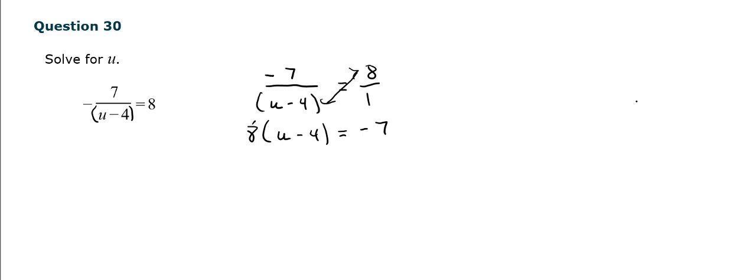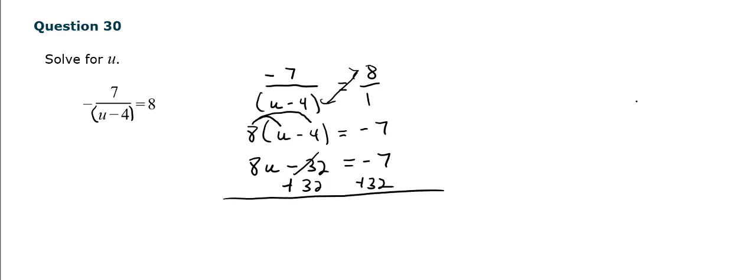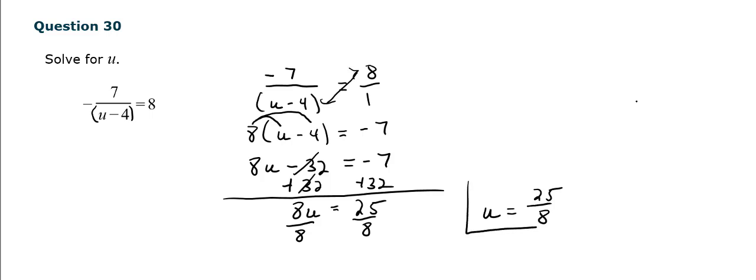Now we're going to go ahead and use the distributive property here. And this gives us 8u minus 32 equals -7. And then isolating our variable, we're going to add 32 to both sides. And this gives us 8u equaling +25. And then dividing by the coefficient 8, we get u equals 25 over 8. This cannot reduce, so this would be our final answer.